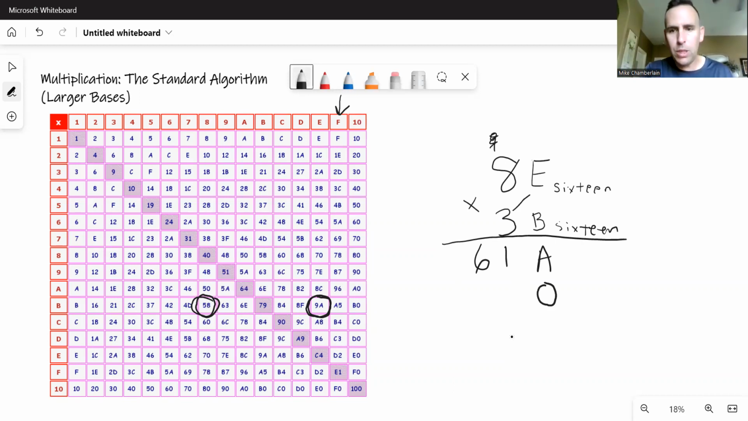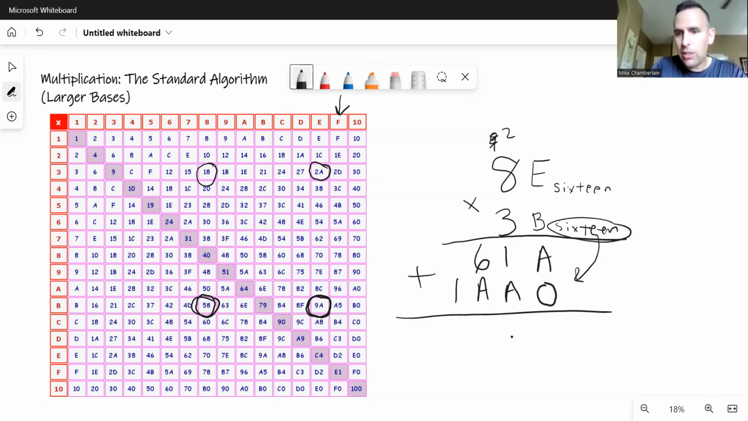So we're now going to do 3 times E. I find that on the chart. 3 times E is 2A. It's A, carry the 2. And then I have 3 times 8. Have to look that up. 3 times 8 is 18. But I carried 2 more. So adding 18 plus 2 in my head, 18, 19, 1A. All right, I have that here. Remember, we're in base 16.